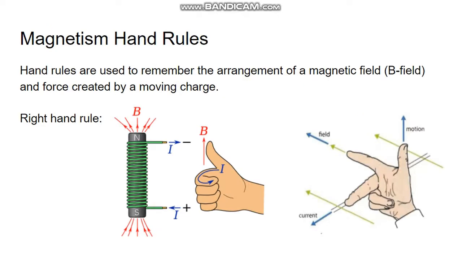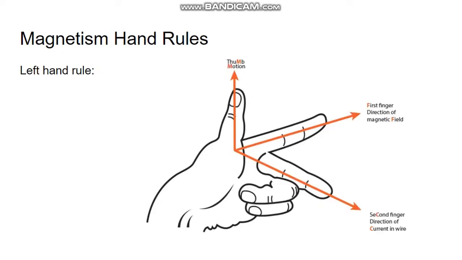Hand rules are used to remember the arrangement of a magnetic field and force created by a moving charge, and they help you solve magnetism-related problems. And here are the two right-hand rules. You should memorize them. And here's the left-hand rule, and that should also be memorized.